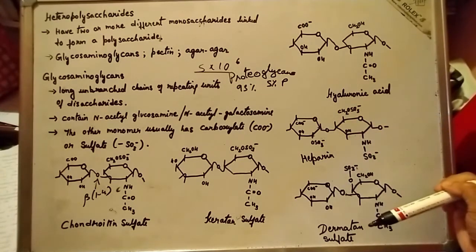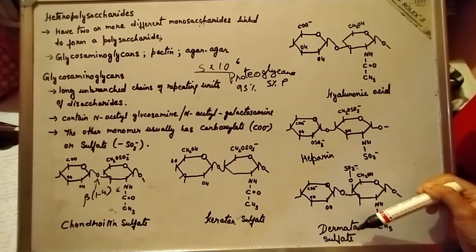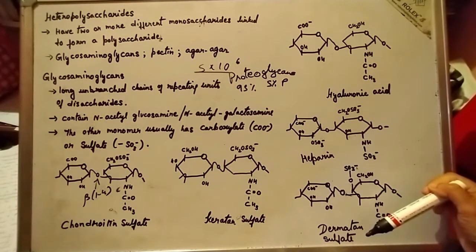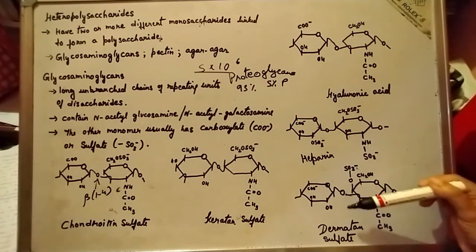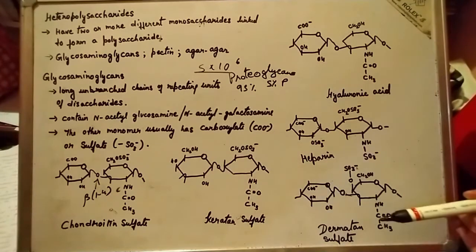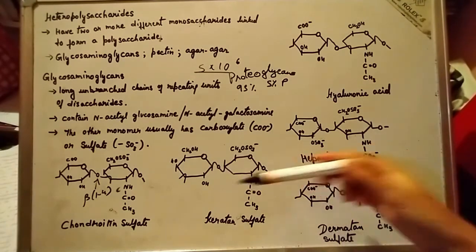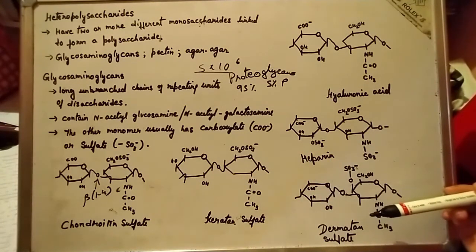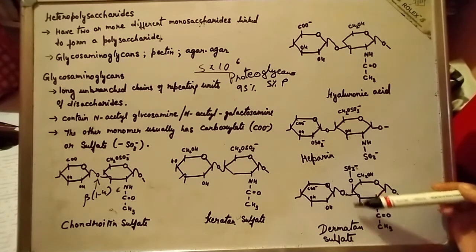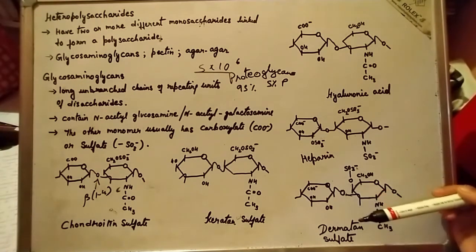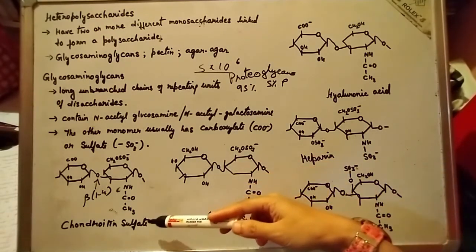Now coming to another important heteroglycan, dermatan sulfate. Dermatan sulfate closely resembles chondroitin sulfate. As you can see here in this figure, these two are similar, and therefore dermatan sulfate was earlier described as chondroitin sulfate B because of its similarity with chondroitin sulfate.